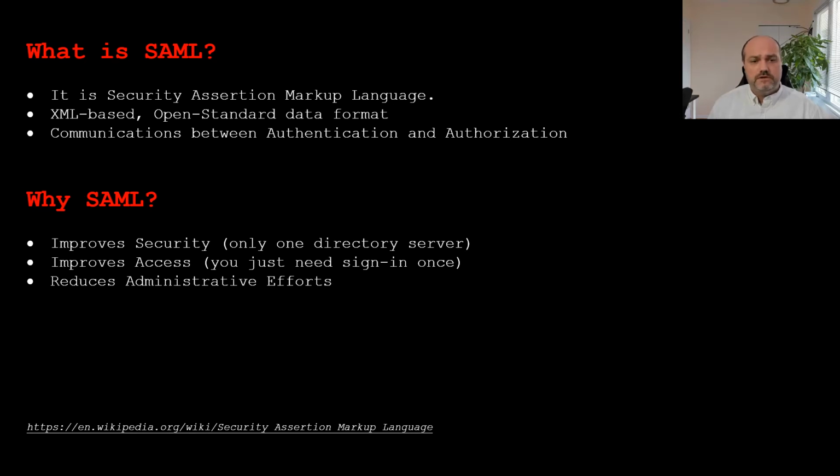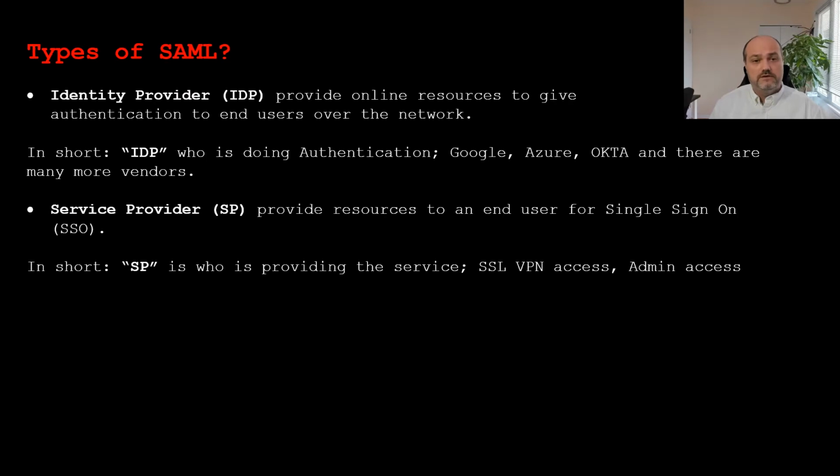Why do we choose SAML? It's improved security. We only need one directory server. It's improved access, you just need to sign in once, and it reduces administrative efforts. There are two types of SAML. Identity provider, who is providing online resources to give authentication to end users over the network, and service provider, who is providing resources to end users for single sign-on. In short, IDP is who is doing authentication: Google, Azure, Okta, and there are many more vendors. And SP is who is providing the service: SSL VPN access, FortiGate admin access, captive portals.